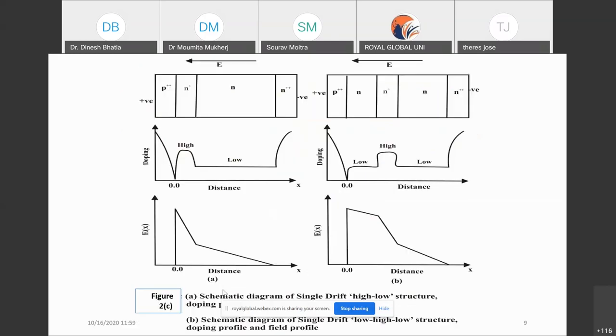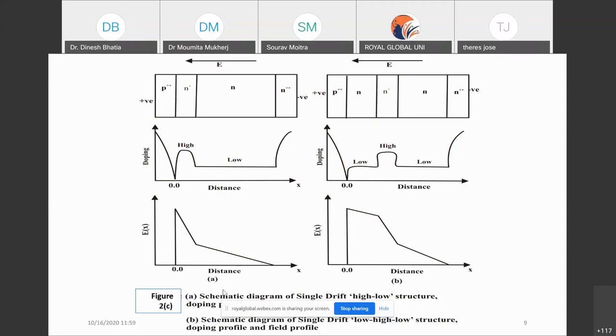This is the schematic diagram or structure of this device. We can do that in single drift mode, or we can do that in double drift mode. Both are allowed. Based upon your requirement of power, we will have to choose whether the sensor and antenna system will be a double drift or a single drift region device.